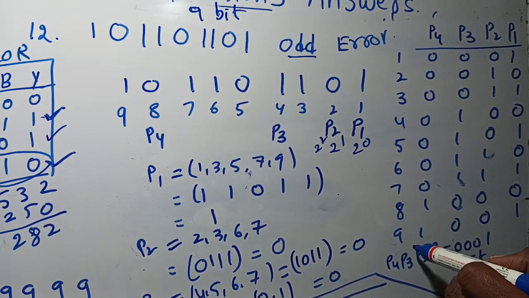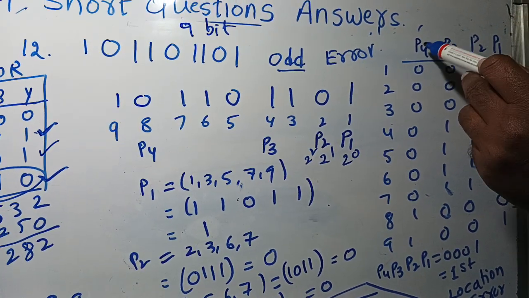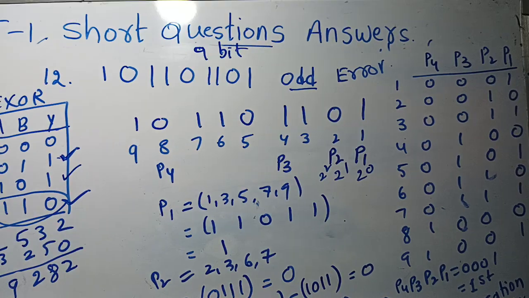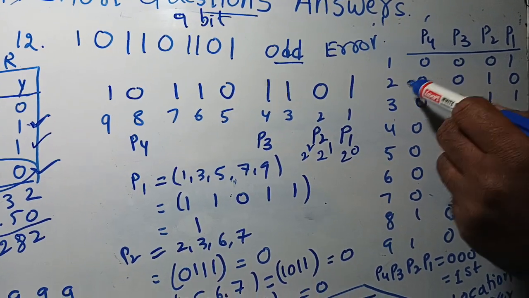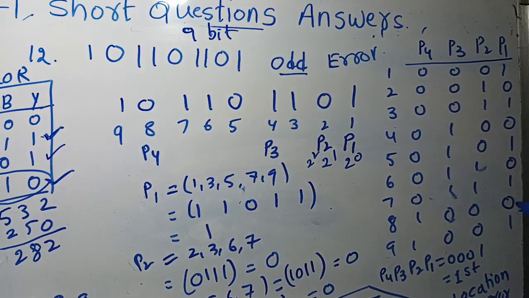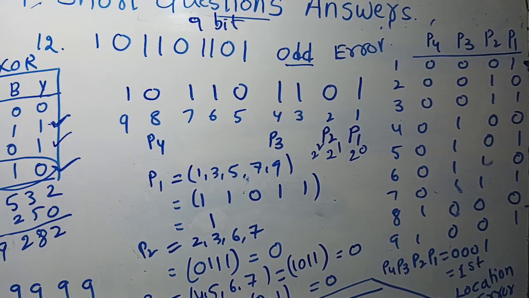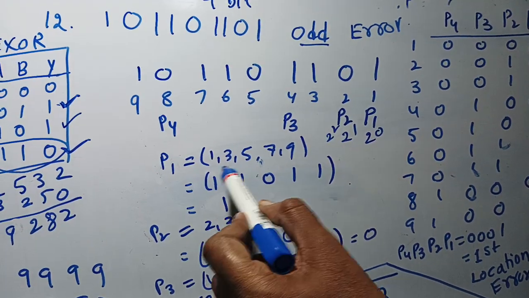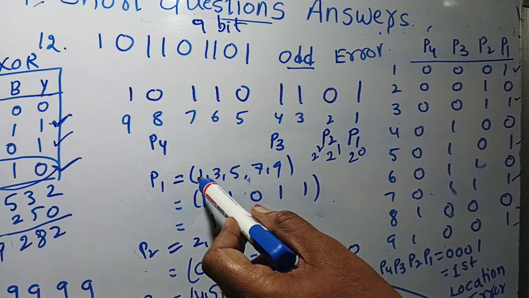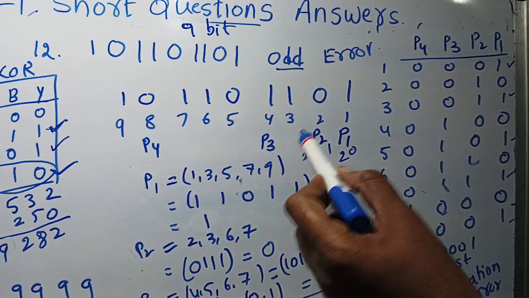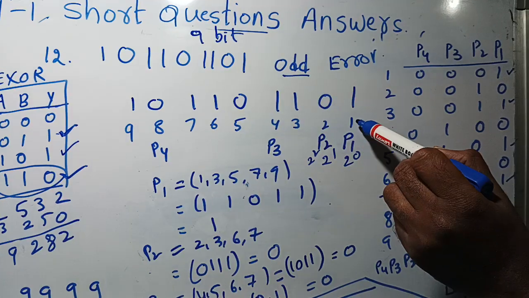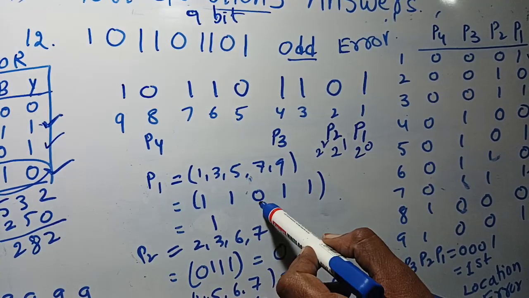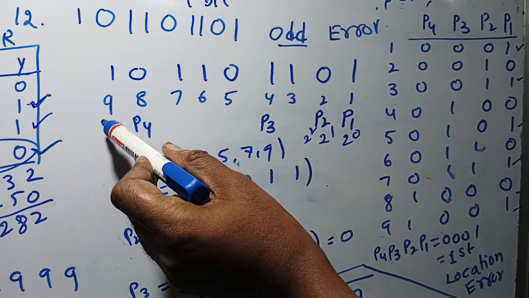Now for the 9 bits, 1 to 9, you can write P1, P2, P3, P4, the four parities, and the corresponding binary: 1 is 0001, 2 is 0010, up to 9, which is 1001. Then P1 is high at 1, 3, 5, 7, 9. Already the bits are there: first location 1, third location 1, fifth location 0, seventh location 1, ninth location 1.